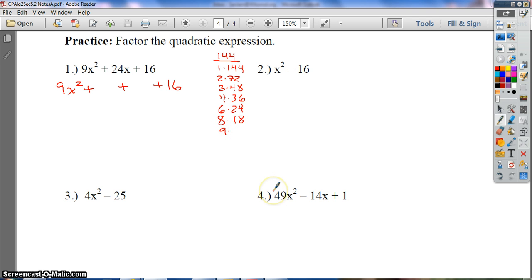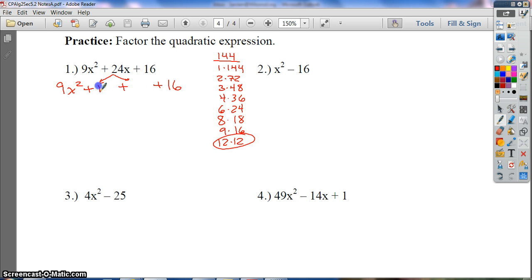9 actually goes into it as well, 16 times, because 9 times 16 was 144. 10 no, 11 no, 12 yeah. That's the last pair. So we're looking for numbers that multiply to be 144 and add up to be 24.